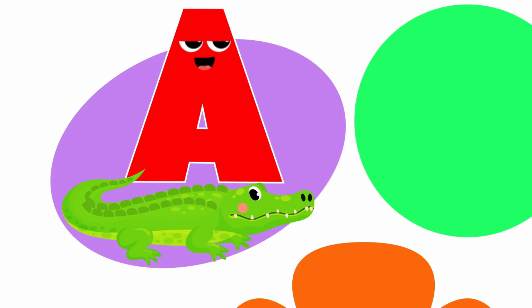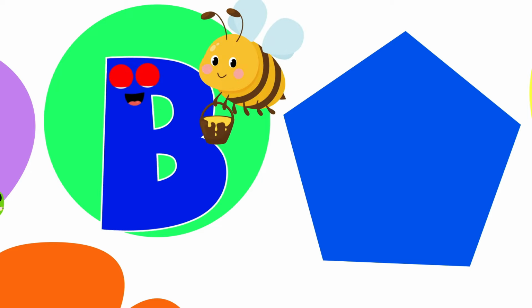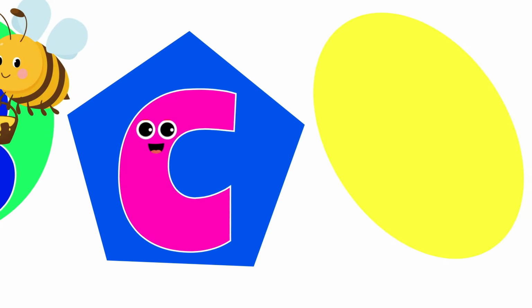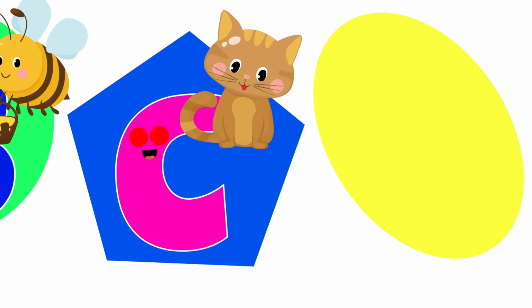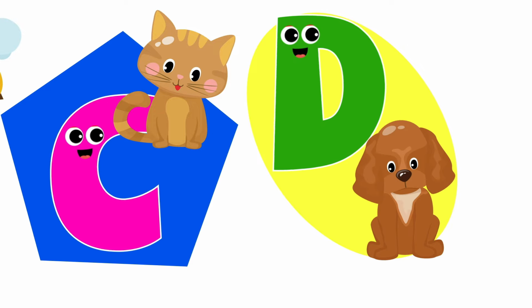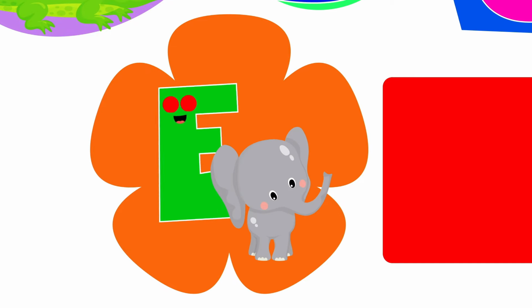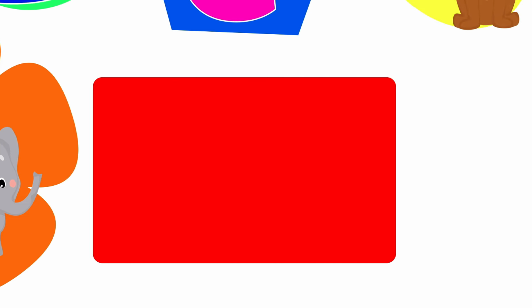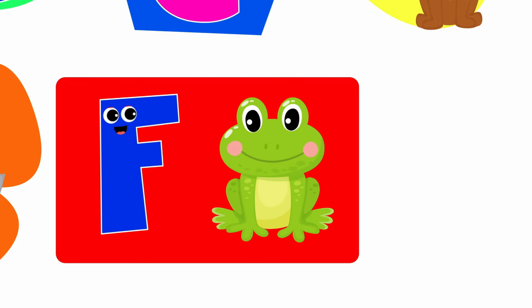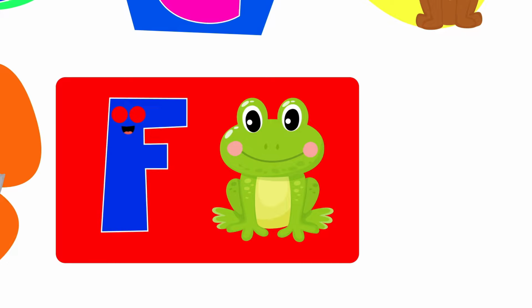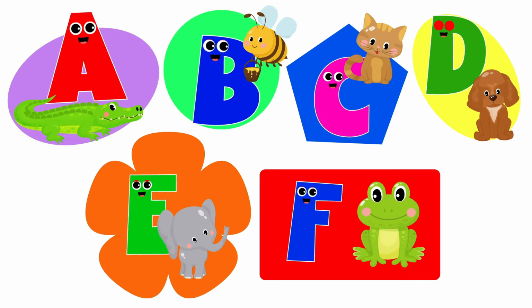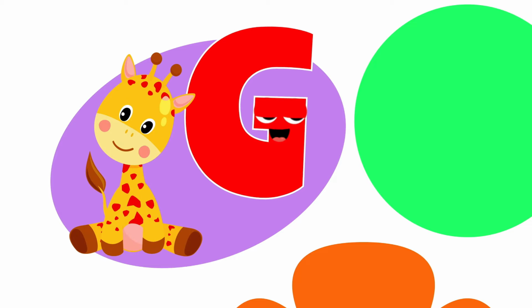A says alligator. B is for bear. C says cat. D is for dog. E says elephant. F is for frog. G says giraffe.